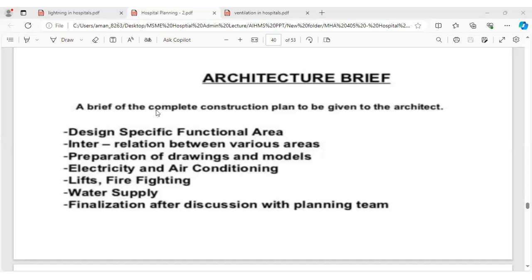Preparation of drawings and models: all the drawings and models should be prepared beforehand, and electricity and air conditioning should be proper. Lifts and firefighting equipment should be in place, as firefighting equipment can be very critical in dousing and managing a fire.